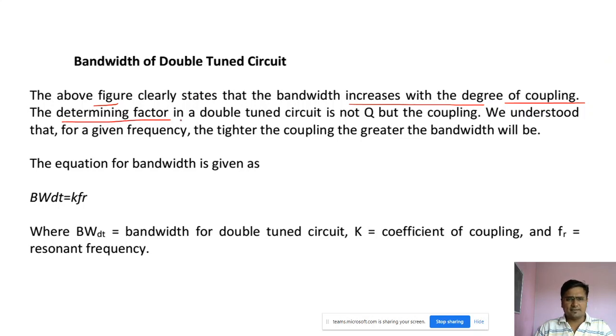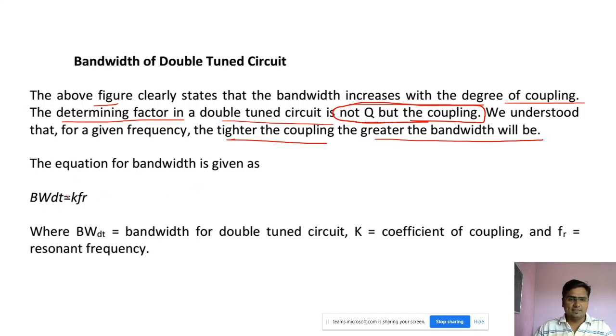And the determining factor in a double tuned circuit is not Q, but the coupling. Because when you tight couple, the bandwidth increases. Every time it is not necessary to calculate the Q factor and check whether Q is high or low and then conclude with the bandwidth. Even if you tight couple it, you will get an increment in the bandwidth. We understood that for a given frequency, tighter coupling gives greater bandwidth.